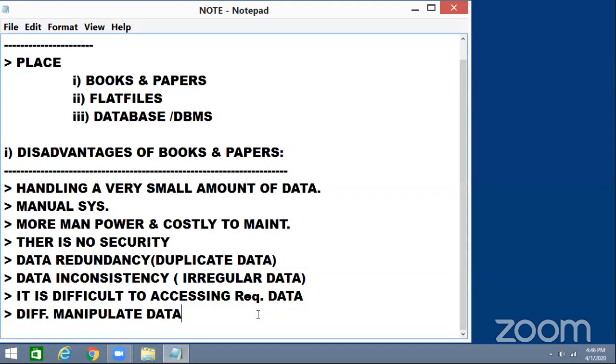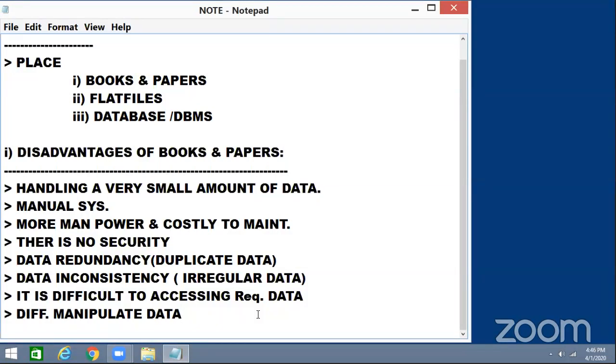Okay, so this kind of problems we are also going to face in our books and papers. That's why nowadays the big organizations maintain their business data in databases. Why? Because these kinds of problems are faced here.